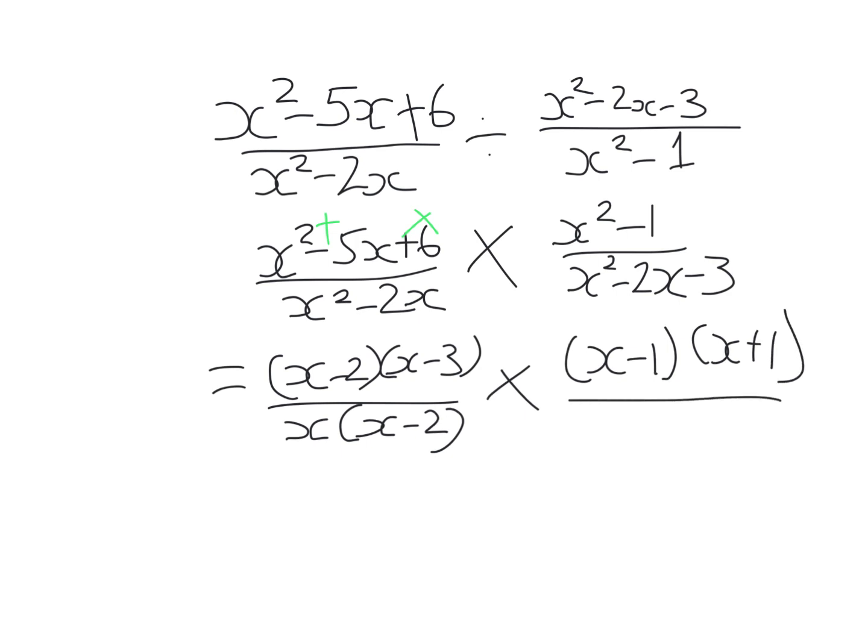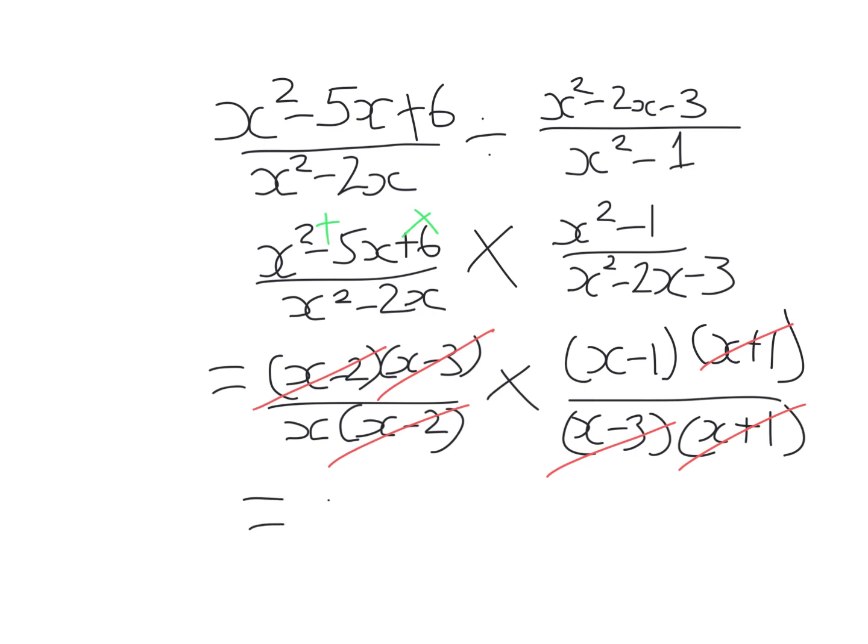And then we're going to factorize x squared minus 2x minus 3. So two numbers that multiply to negative 3 and add to negative 2, negative 3 and positive 1. Okay, so now what we do is we look for common factors. So x minus 2 and x minus 2, I can cancel out, one's on the top, one's on the bottom. I can cancel out one on the top with one on the bottom, one on the top with one on the bottom. So what I'm just left with is x minus 1 over x.